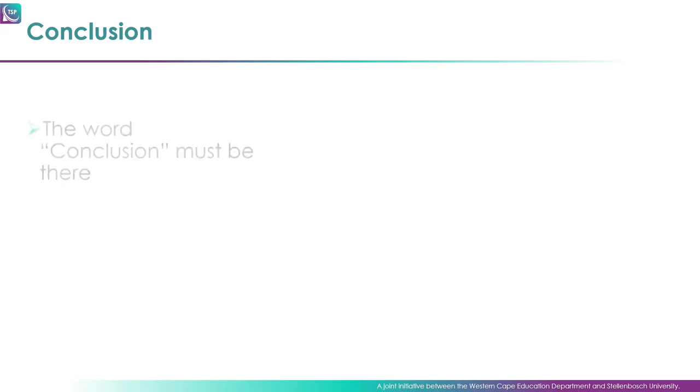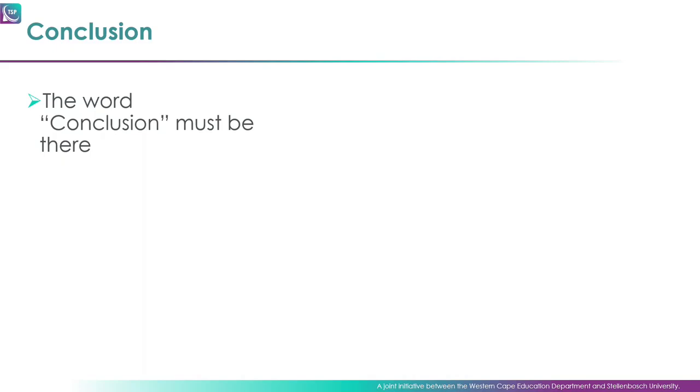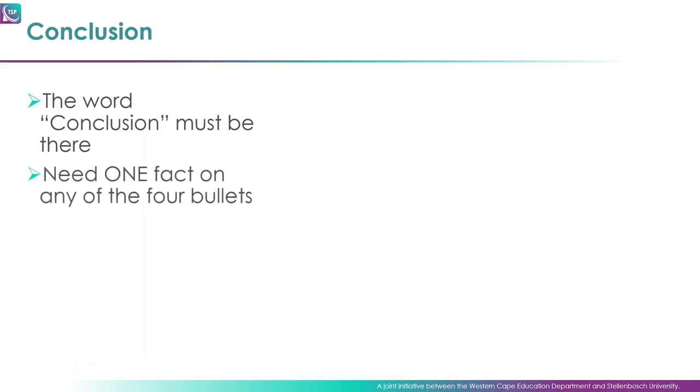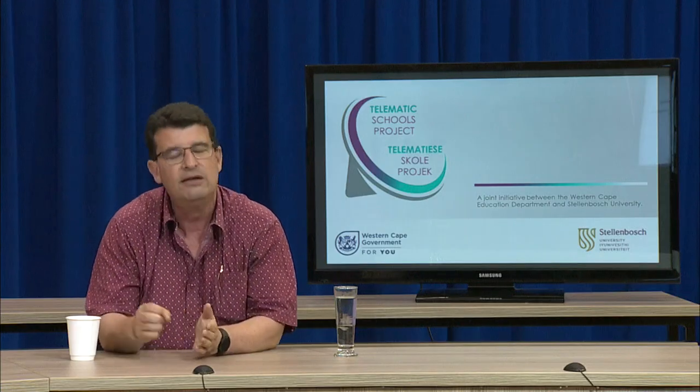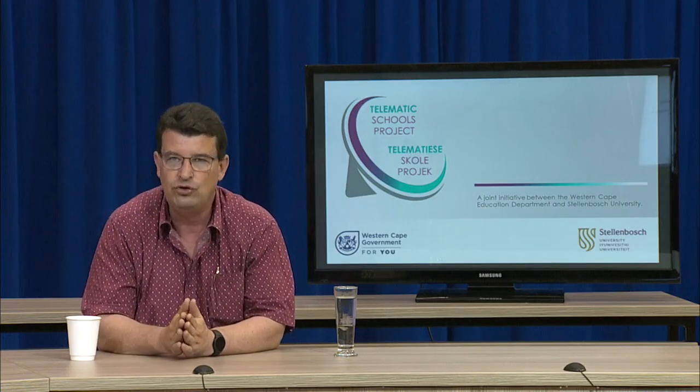Right, now guys, let's get to the conclusion. The word conclusion, of course, must be there. It only needs 1 fact on any of the 4 bullets that was asked, and of course a conclusion as a rule of thumb is a result. So let's look at the result. It is important that businesses function in an ethical and responsible manner when doing its day-to-day operations. Now, that's actually a very weak introduction or conclusion, but that will be good enough for 2 marks.